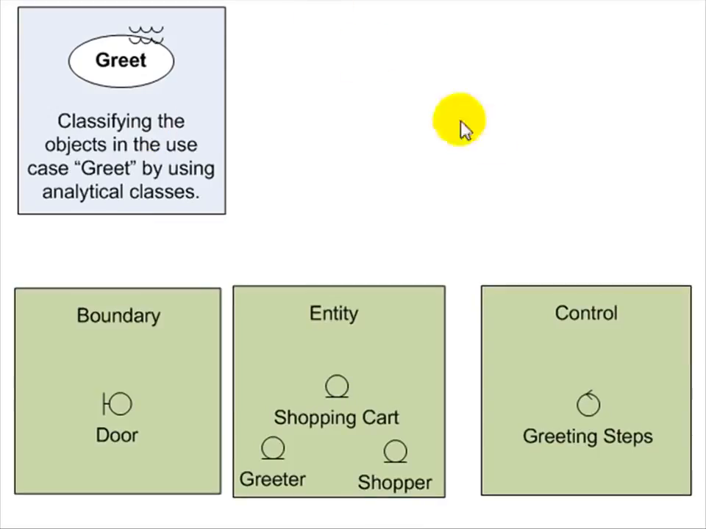We can now start using classification. We can classify the objects of the process we are trying to model. These classes that we come up with will undergo further refinement later before we actually decide upon a physical class model. So for the use case of greet, where my greeter is greeting customers, you can break your classification down into three categories. You have boundary classes, you have entity classes, and you have control classes.